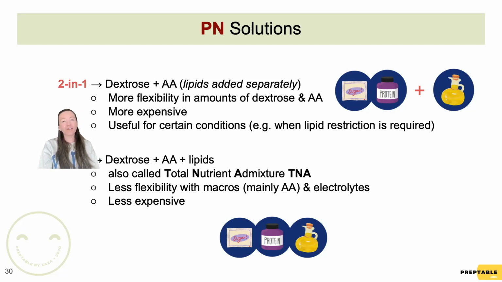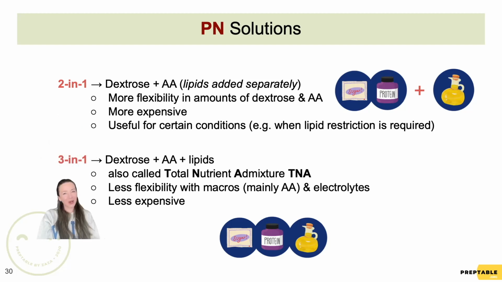This configuration offers more flexibility in adjusting the amounts of dextrose and amino acids based on a patient's specific needs. So, for example, in cases where lipid restrictions are required due to certain medical conditions, such as pancreatitis or liver disease, we can adjust the lipid components separately without affecting the dextrose and amino acid composition. However, it's important to note that the increased flexibility comes with a higher cost. 2-in-1 is more expensive than the 3-in-1 formulation. With that said, let's look at the 3-in-1 alternative.